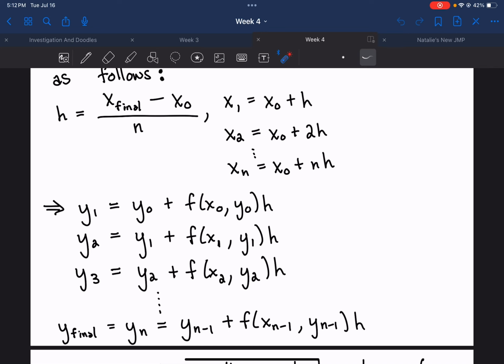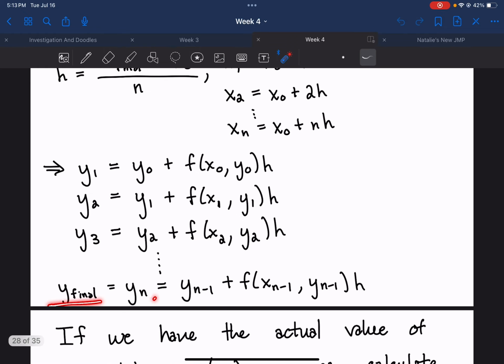this is associated to x2. To get the y associated to x2, I just start at y1, and then I walk along the tangent line at x1. To get y3, I start at y2 and I walk along the tangent line at x2 until we get to y final, which is the nth step, which is the previous y plus the previous f of the previous x, the previous y, times h.